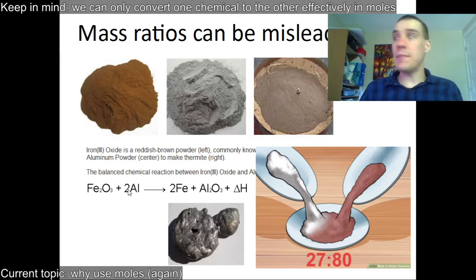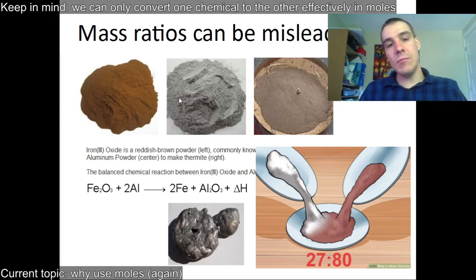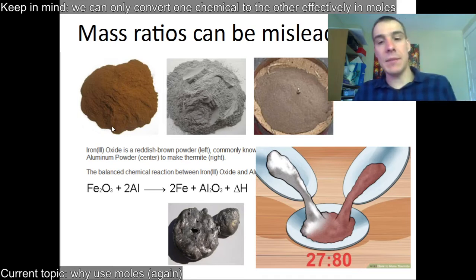And here is the balanced equation, right? 1 Fe2O3, 2 aluminum. So it takes 2 aluminums for every 1 Fe2O3. So 2 of these aluminums for every 1 of these Fe2O3s, 2 moles of this for every 1 mole of this. But when we get to the mass, you're not going to do 2 masses of aluminum to 1 mass of iron oxide. It's not going to be like 2 kilograms of this and 1 kilogram of this. No, it's going to be actually pretty much the opposite.